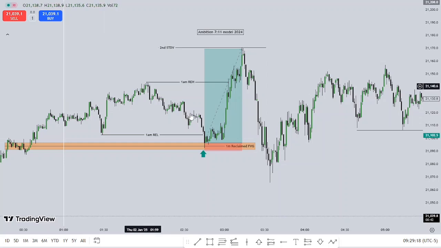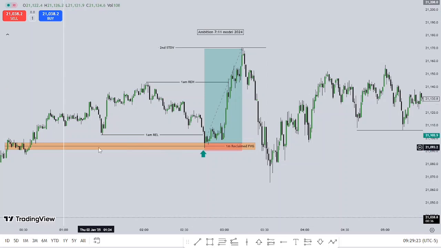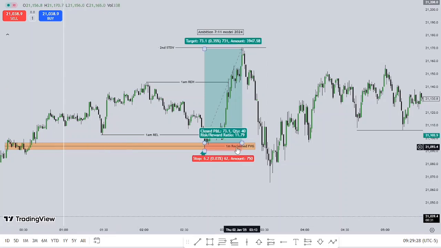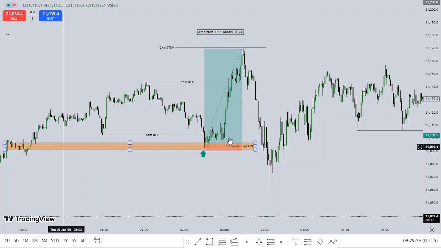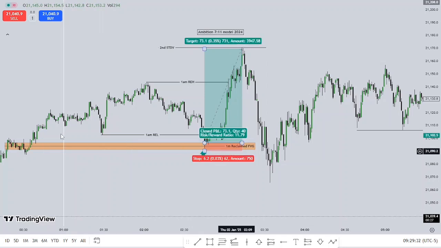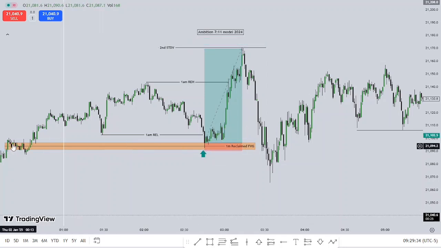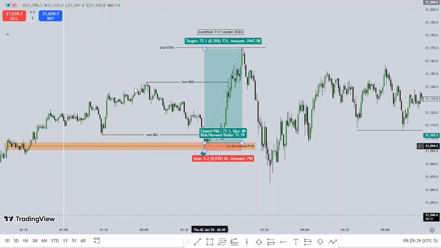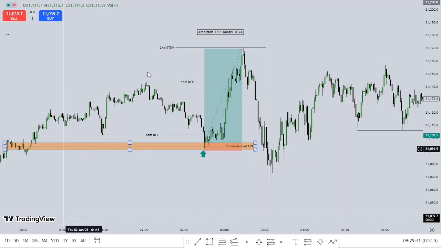So we wait for price to run on either the buy side PD array, which we don't have here on the previous data, or the sell side PD array, which we have here, which is the 1 minute reclaim fair value gap. When I say reclaim fair value gap, it means the price did balance this fair value gap here, but it went back to it again. So it reclaimed this fair value gap to become the run on liquidity.